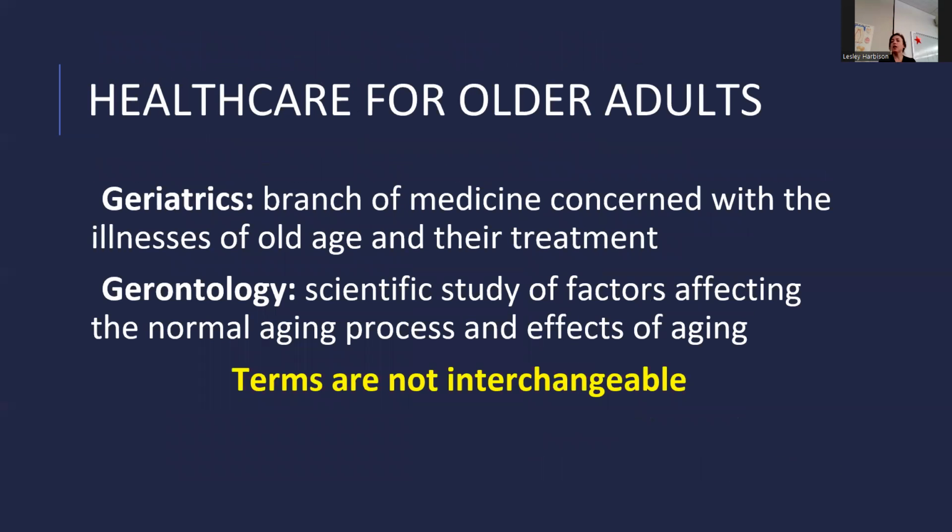Okay, so for healthcare for older adults, there are 2 terms to differentiate. Geriatrics is the actual branch of medicine. If somebody is practicing in geriatrics, they are practicing medicine concerned with the illness of old age and its treatment. And gerontology is the study of older individuals and everything that comes along, the scientific study of factors affecting the normal aging process and the effects of aging. The terms are not interchangeable. Gerontology and geriatrics are 2 different fields of work. One is the branch of medicine, the other is the scientific study.